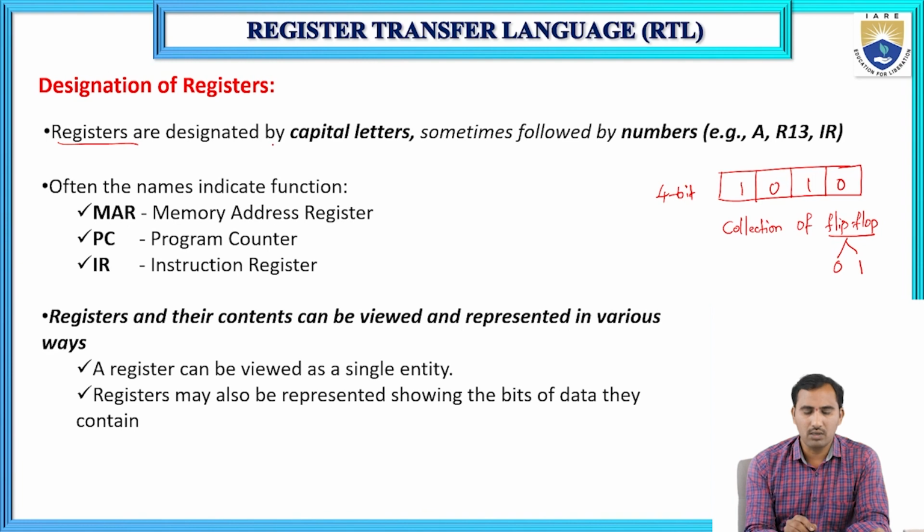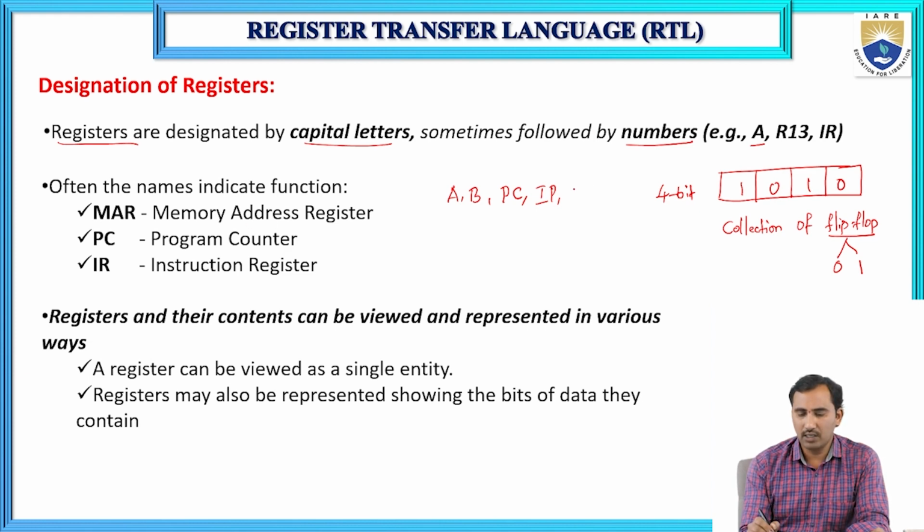Registers are designated by capital letters, sometimes followed by numbers. In general, the registers are represented with A, B. The program counter is represented with PC. The instruction pointer is represented with IP.